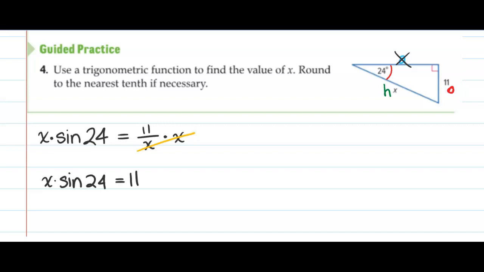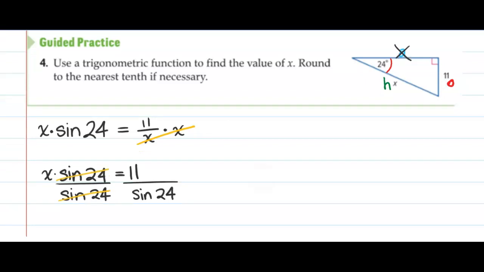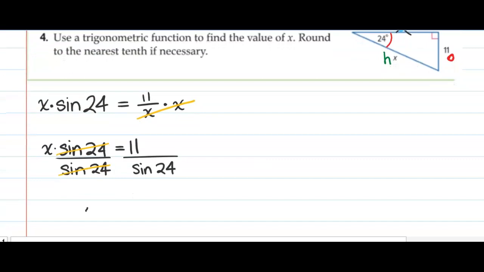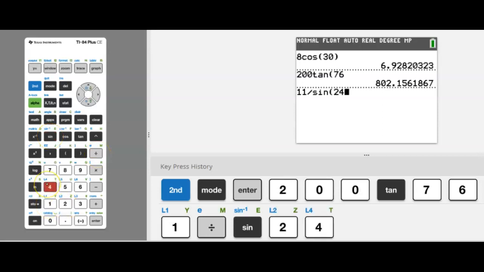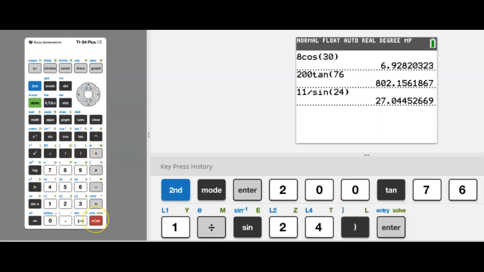Sine of 24 is just a number, so next we're going to divide by the sine of 24 on both sides. And again, that's going to eliminate it by canceling out on the left. And we're left with what x equals: 11 divided by the sine of 24, which equals 27.04.